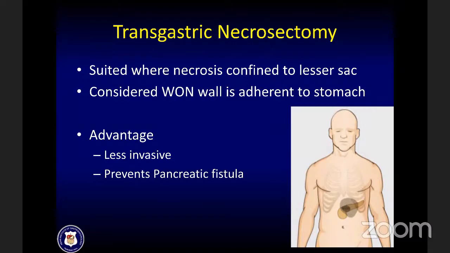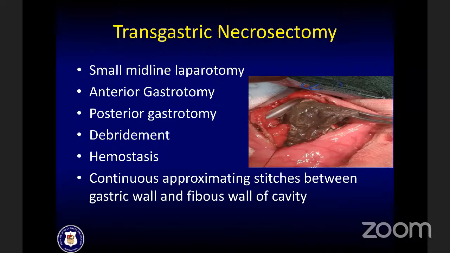The advantage of an open transgastric necrosectomy is that it is less invasive and it prevents a pancreatic fistula, because even if there's a pancreatic fistula, you establish a communication with the stomach. It is done by a small midline laparotomy, anterior gastrotomy, and then you enter through the posterior gastrotomy, debride all the tissues and secure hemostasis under vision. One can put continuous approximating stitches between the gastric wall and the fibrous wall of the cavity, so that the remaining secretions and necrotic debris can drain into the stomach. And even if there's a pancreatic fistula, it forms a communication with the stomach.